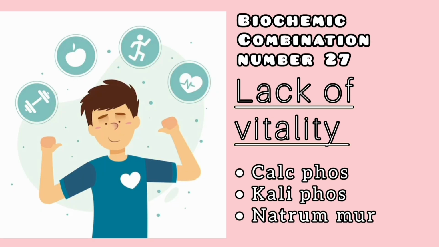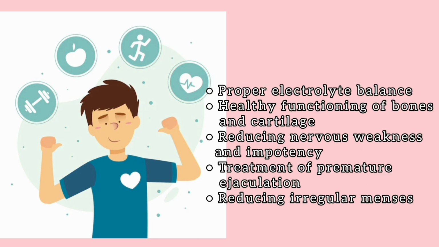Biochemic combination number 27, lack of vitality: Calcarea phos, Kali phos, Natrum mur. It maintains proper electrolyte balance and healthy functioning of bones and cartilage, reduces nervous weakness and impotency, helps in the treatment of premature ejaculation, and also reduces irregular menses.